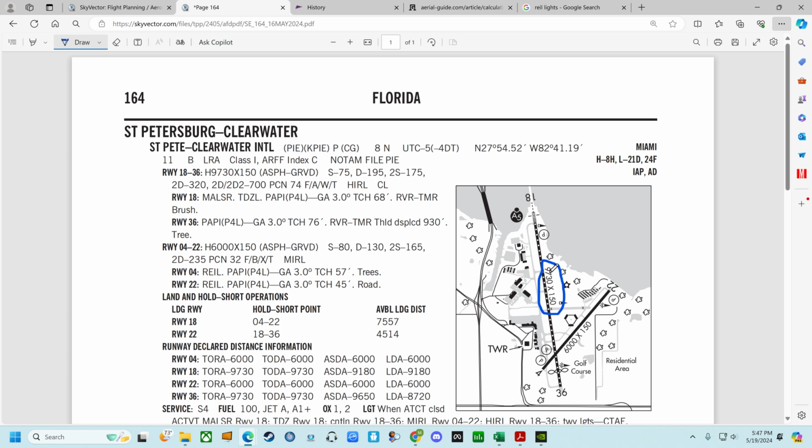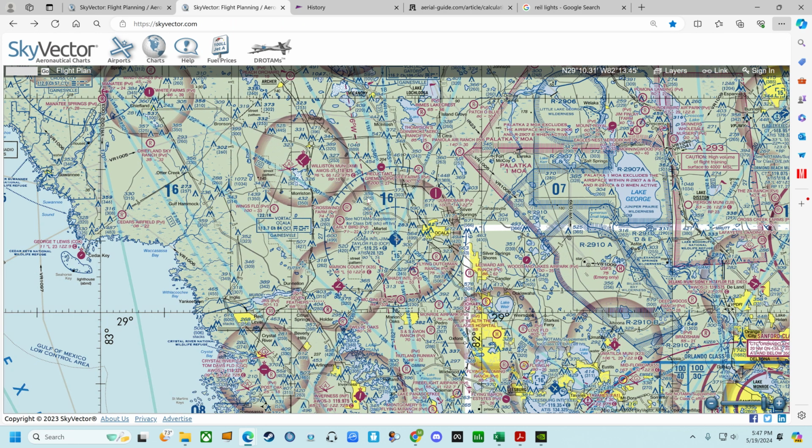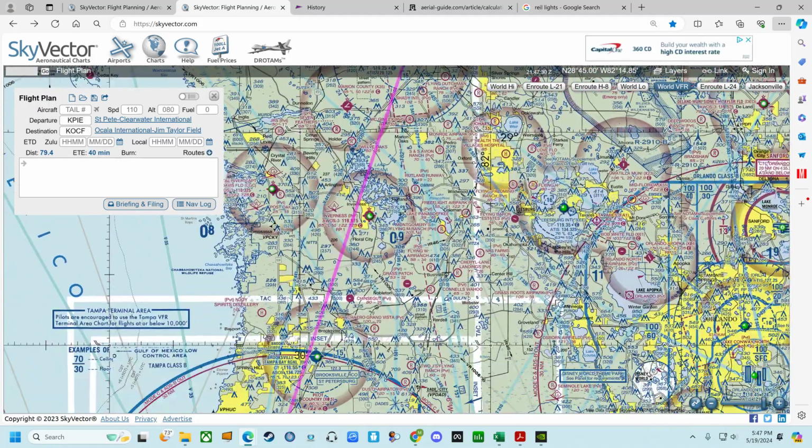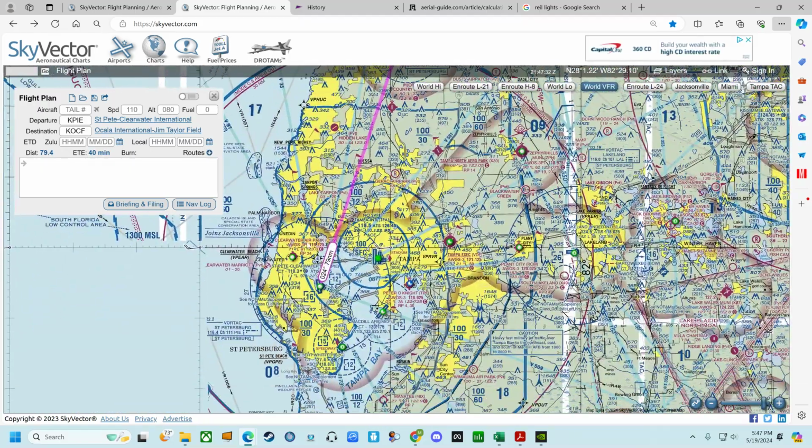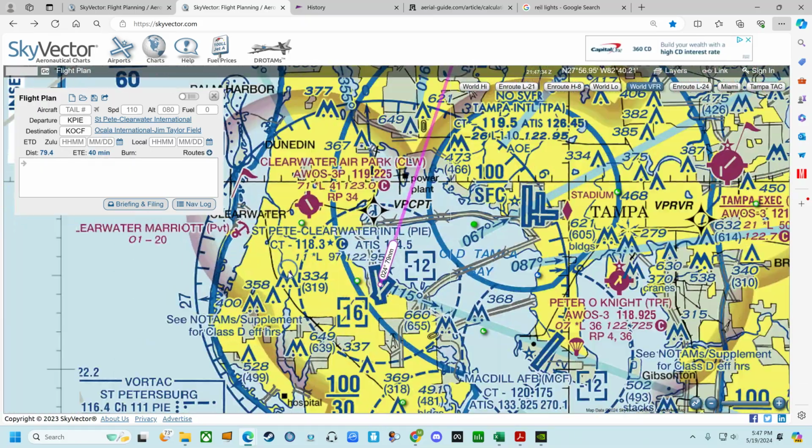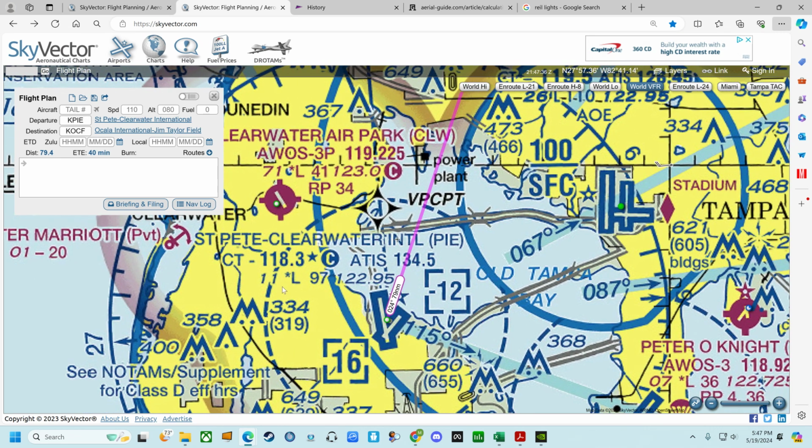So our longest runway is 9,730 feet. That information can also be found on the actual sectional view of the chart. So if I go here to St. Petersburg, where my mouse is, this 97, they cut off the last two zeros, so this actually means 9,700 feet, which is the length of the longest runway.